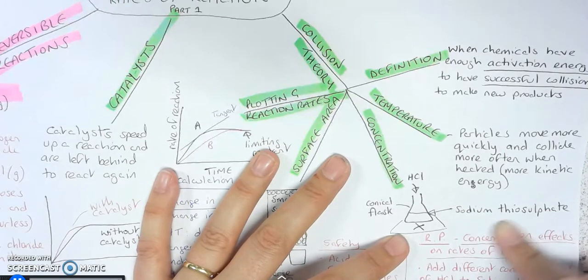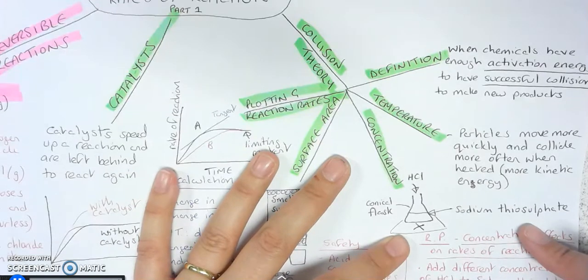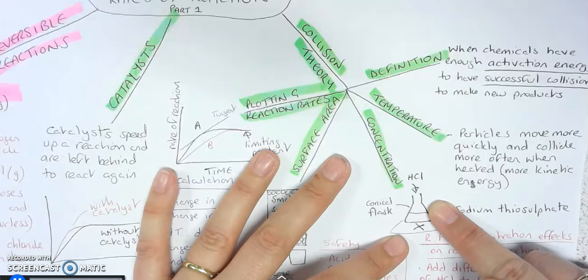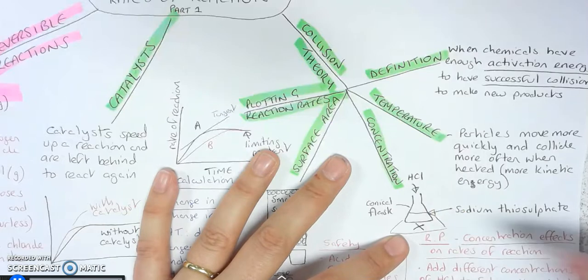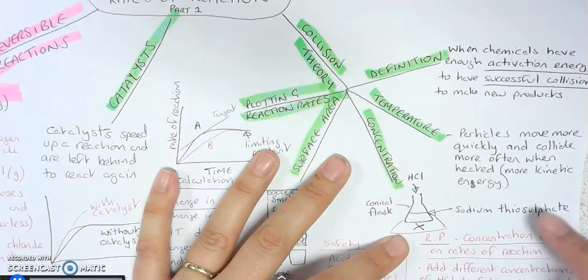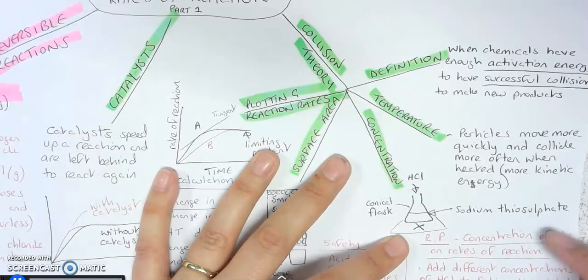So we start off with 10 centimetres cubed of sodium thiosulfate and 40 centimetres cubed of water, and we put that into the conical flask, add 10 centimetres cubed of hydrochloric acid, and then time how long it takes for the cross to disappear. We then change it so that it's 20 of sodium thiosulfate and 30 of water, and then 30 of sodium thiosulfate and 20 of water, 40 and 10, and then 50 and 0.